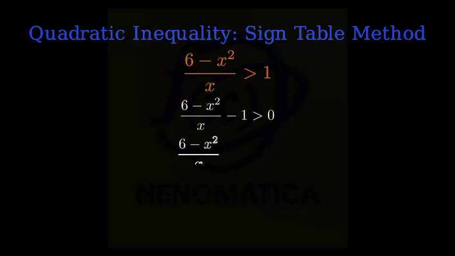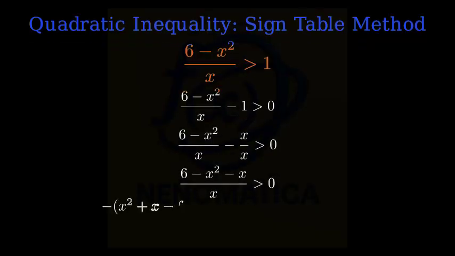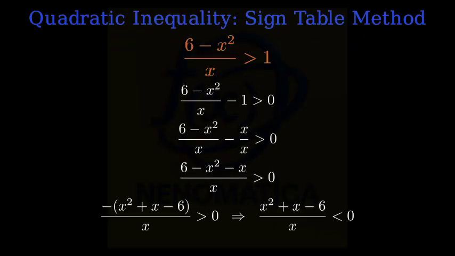Step 1. Move everything to one side and combine into a single fraction. Subtract 1 from both sides, then combine using a common denominator x. Finally, multiply the numerator by -1 to make the leading term positive, remembering to reverse the inequality.